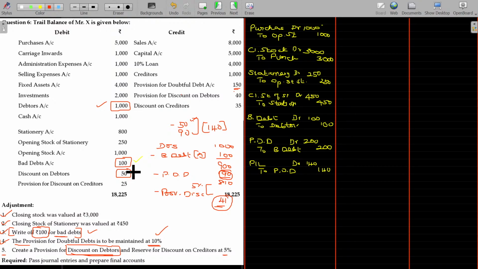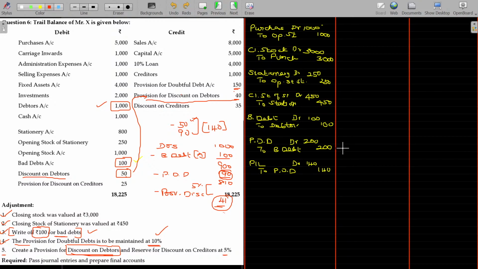Right. This can be adjusted in the provision for discount on debtors the same way. And we need to create another 41 rupees. We have discount on debtors in the debit side 50. And we have already provision for discount on debtors given in the credit side of the trial balance, which is created in the opening or previous year itself as an opening. This 50 will be adjusted only in the 40 rupees. So I am adjusting that just similar to this entry.